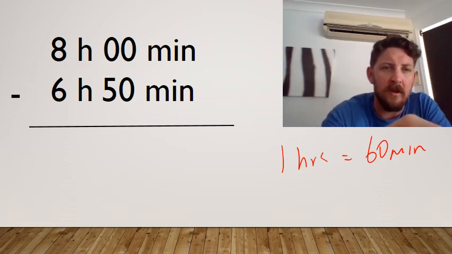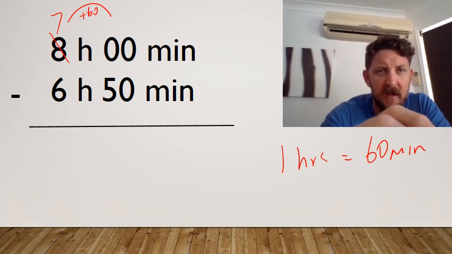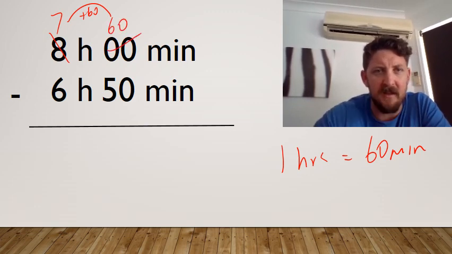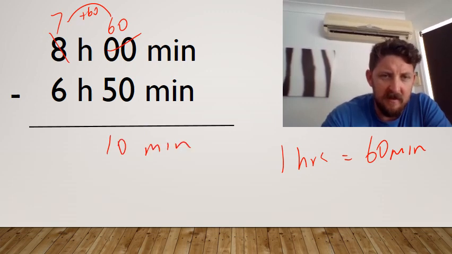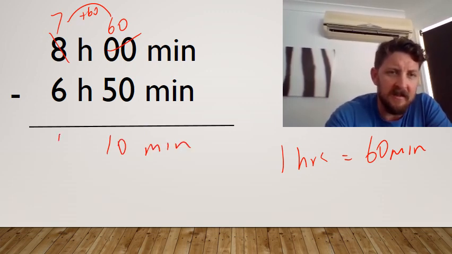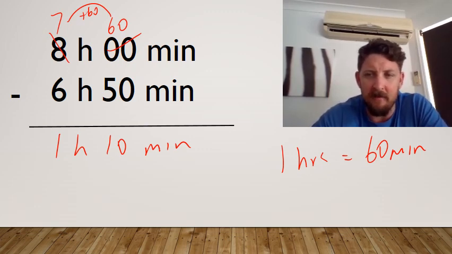Okay, let's have a quick look. So we know straight away, take 1 out of the hours. We're going to plus 60 over here because we're taking it. So that would make it 60. All right, 60 take 50 we know is 10. And 7 take 6 is 1. So our answer is 1 hour and 10 minutes.